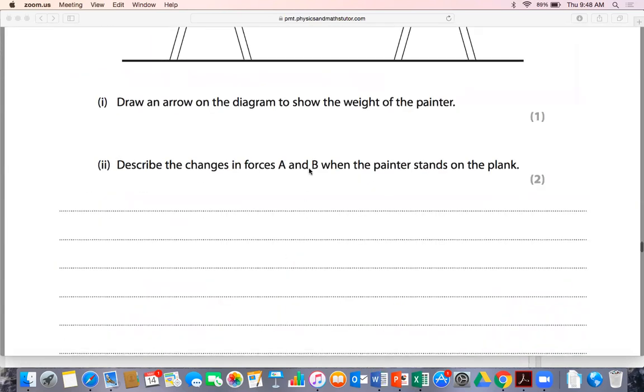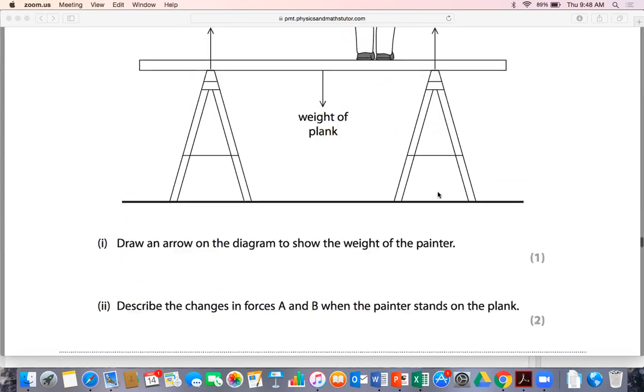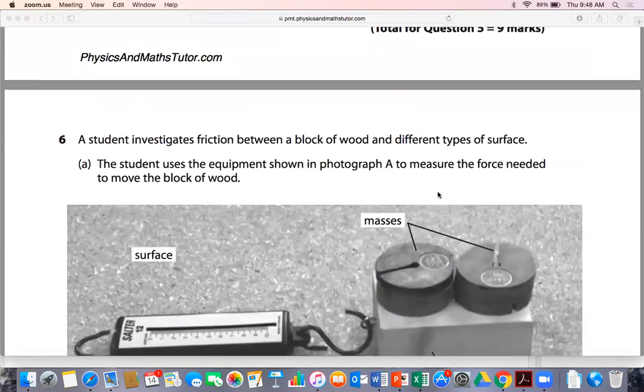You can quickly go for a break. It's 9:50 now. Come back at 10 and then we'll continue. Okay, let's continue.